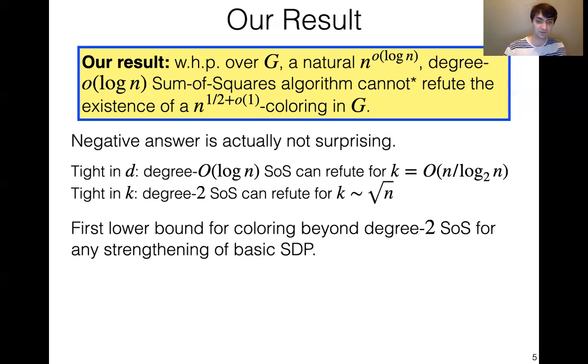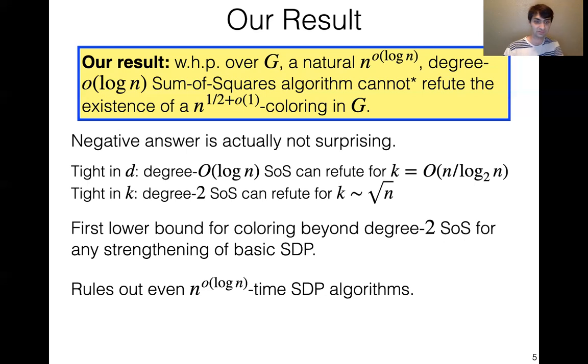And this is the first lower bound for coloring that extends beyond the degree 2 sum of squares SDP for any SDP hierarchy. And it rules out even n to the little o log n time SDP algorithms. I should mention here that I say cannot, but there's an asterisk there, so there are some caveats that I will explain in a bit. But for now, I'm going to ignore the caveats.